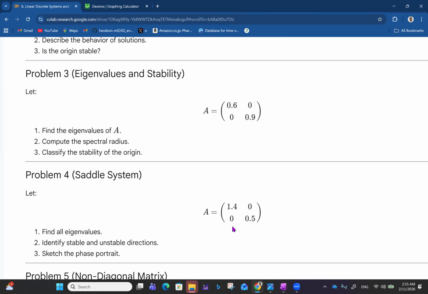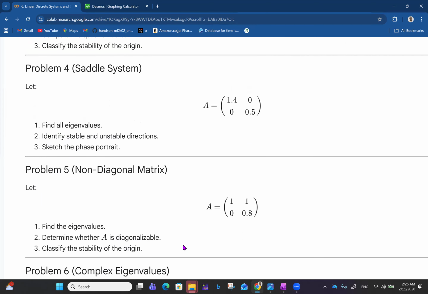So for a saddle system, this is blowing up, this is converging, this is expanding, this is contracting, right? So the eigenvalues are 1.4 and 0.5. Identify stable and unstable directions. The x is the unstable direction, y is the stable direction. Sketch the phase portraits. Of course, we can try that to see that.